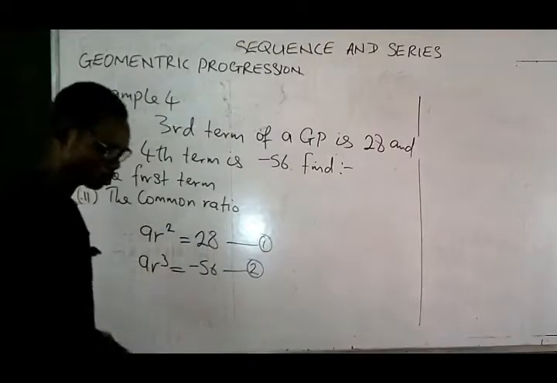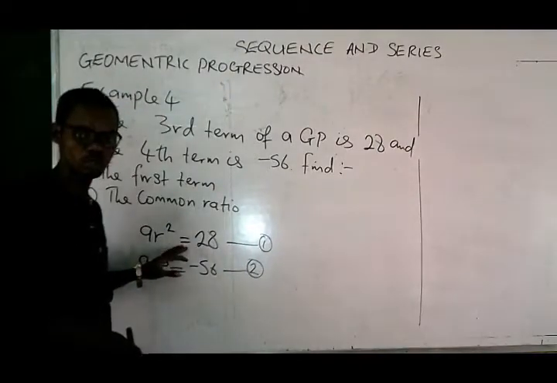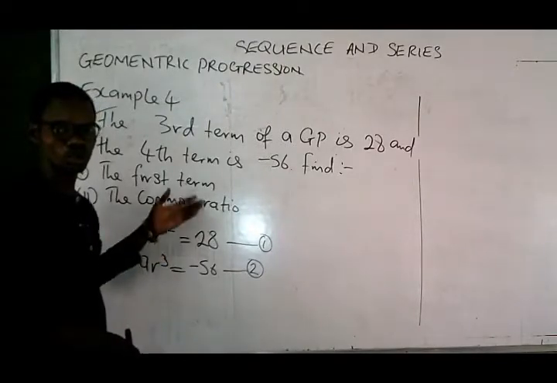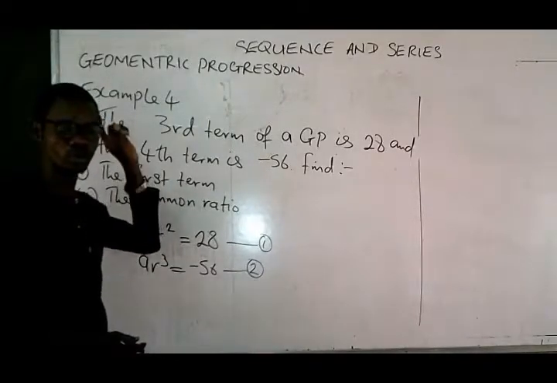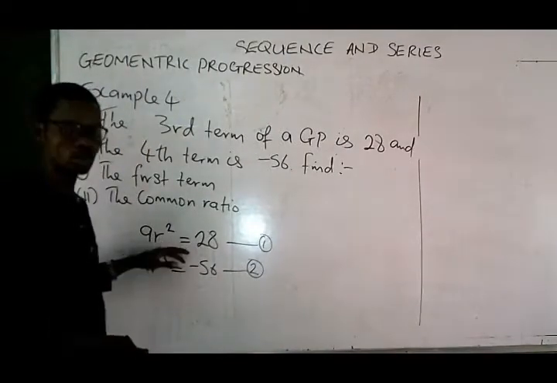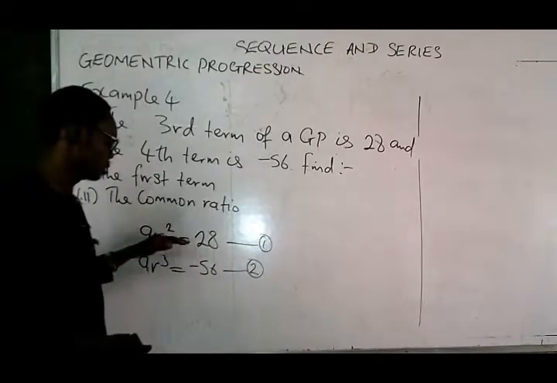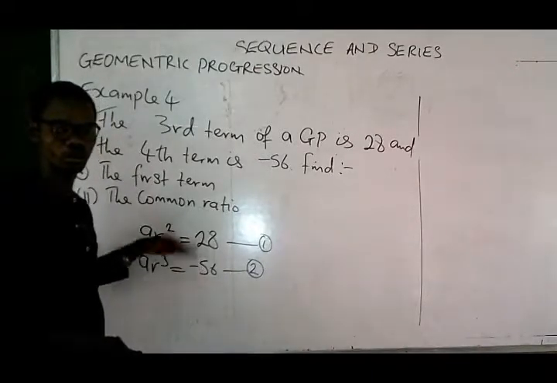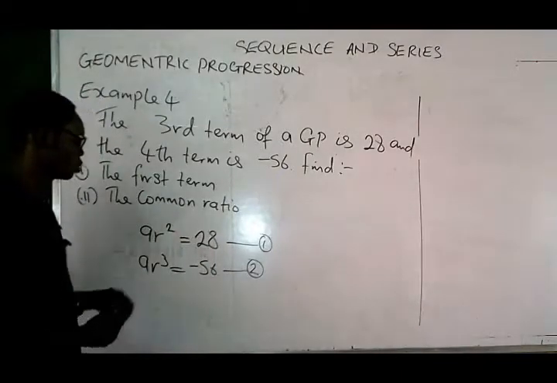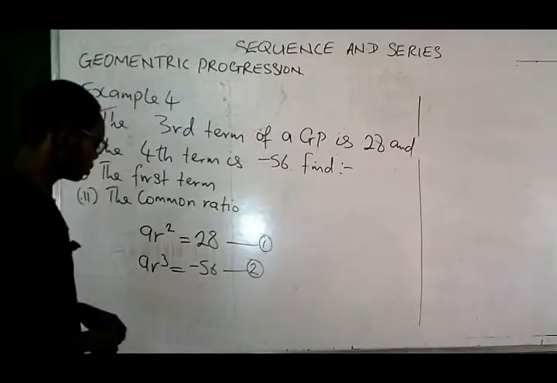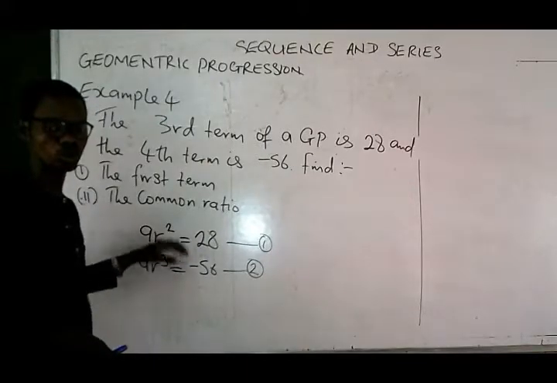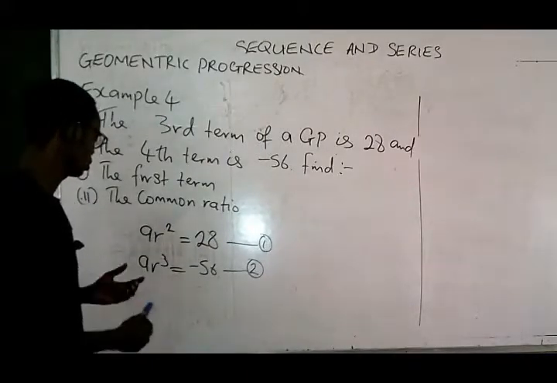So these are the equations. Now, if you look at the equations, it's not going to be a question of subtracting one equation from the other one like we have been doing before in arithmetic progression. This one is going to be dividing one equation by the other one in geometric progression. Looking at the nature of the equations, what we are going to do now is divide equation 2 by equation 1. So in other words, we are going to use equation 1 to divide equation 2.